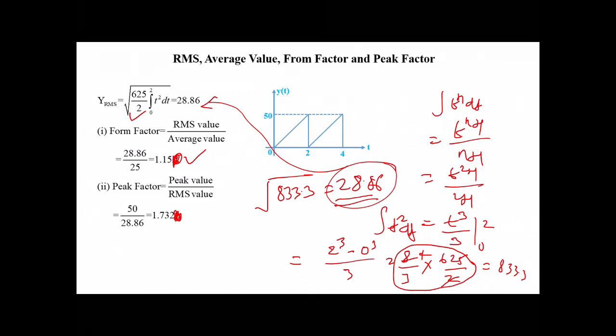Peak factor equals peak value divided by RMS value. So peak value is 50 here and RMS value is 28.86. So peak factor equals 50 divided by 28.86 equals 1.732.